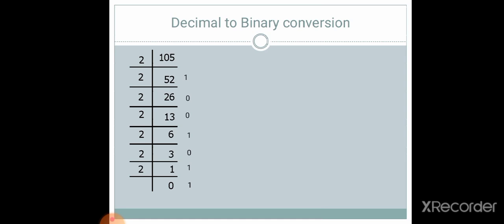So now you have to consider the remainders which we have written at the right hand side, and how to consider these remainders or how to copy these remainders. So from the bottom you have to copy the numbers in upward direction. So your answer you have to copy from bottom. So write down from bottom, copy the whole series like this.